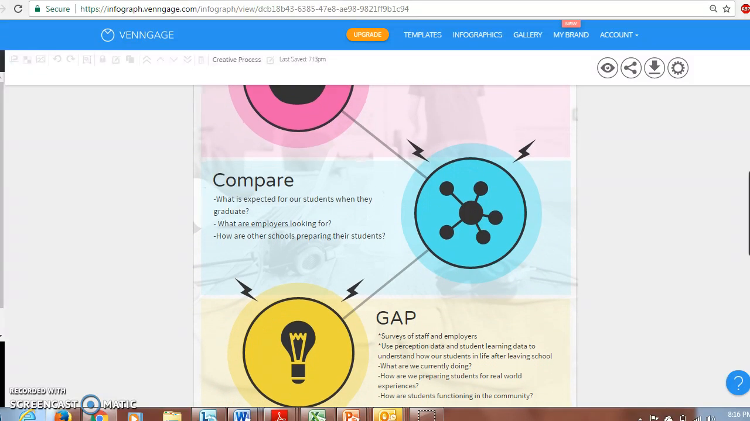Next one is compare. What is expected for our students when they graduate? What are employers looking for? Not just so much academics, but what are they looking for as an individual working, such as being punctual and how they work with others, teamwork, direction following, and things of that nature. And then we also want to look at how other schools are preparing their students as well.